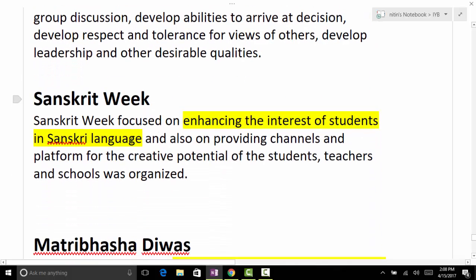Sanskrit Week. Sanskrit Week is not about the Sanskrit language basically, but about the particular interest of students in the Sanskrit language and providing channels and a platform for the creative potential of student teachers. So to encourage the Sanskrit language.